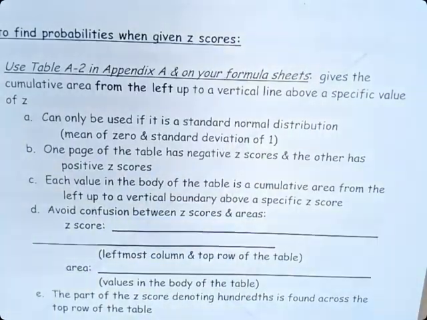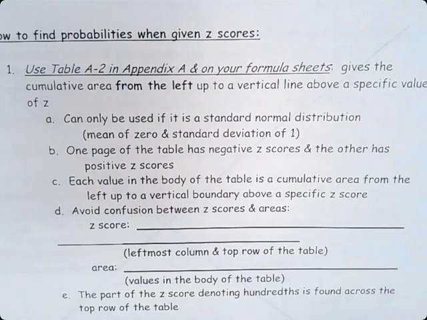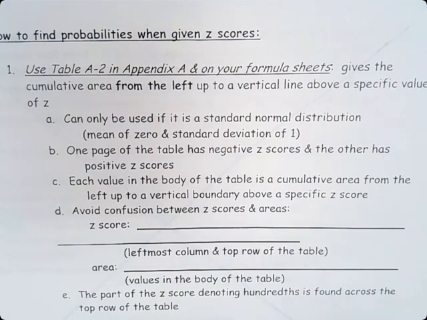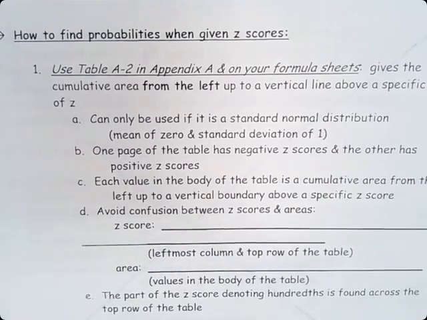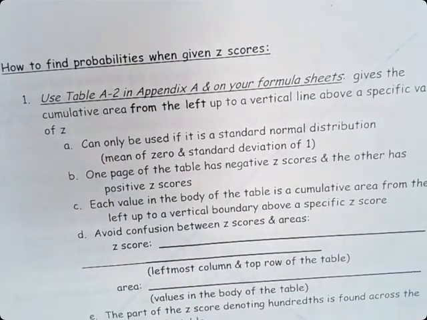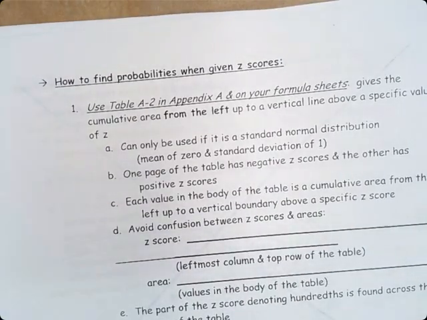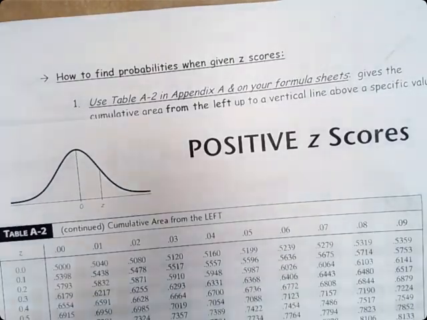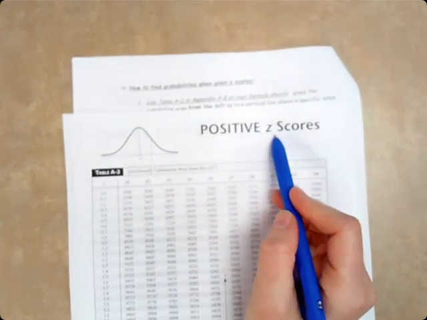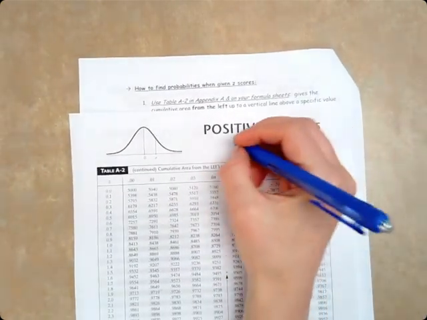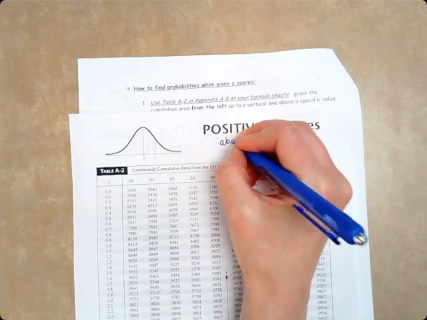All right, let's look at using the table first, to find probabilities when given z-scores. Remember, a z-score is how many standard deviations above or below the mean a given value is. If we look at my table, we have one that says positive z-scores. The positive z-scores are above the mean.